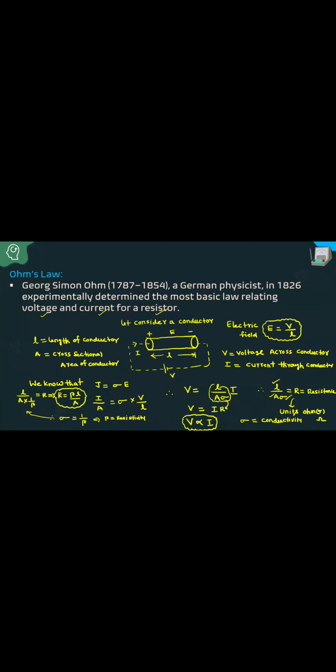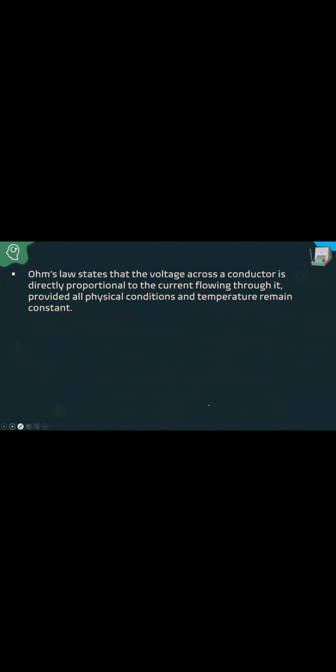These constants are given by Ohm. While explaining this, he took L, A and sigma as constants. This combination will measure the resistance. Then R is the constant. If you write the proportionality, removing the constant, V is proportional to I. According to Ohm's law, the voltage applied across the conductor is directly proportional to the current through the conductor. This is how Ohm's law is given.